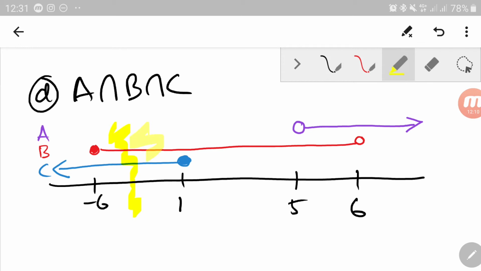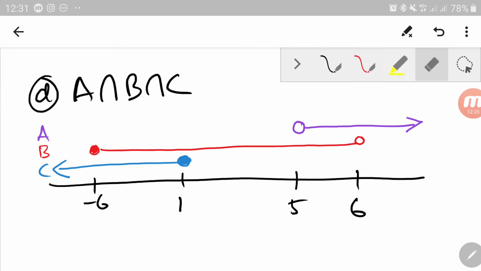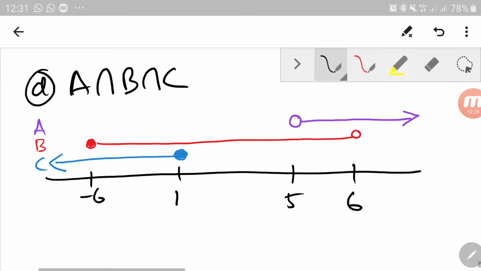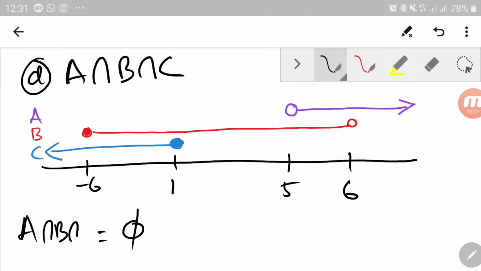This one also cannot take, the same thing. This one also cannot take because over here only B exists. This one also only B and A exist. Over here only A exists. So as we can see, there's no interval where the three lines exist at the same time. Therefore, the answer for this one is no element. A intersect B intersect C is no element exists.